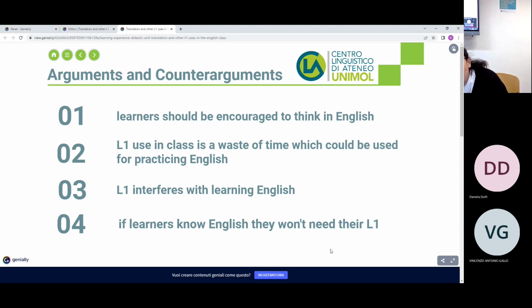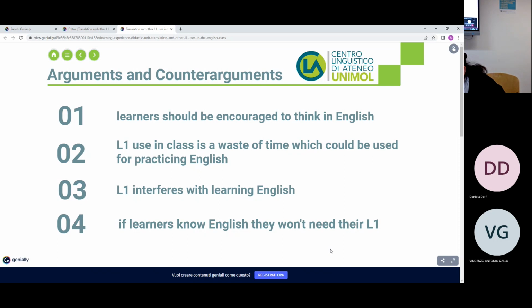If learners know English, they won't need their L1. Nessuno era d'accordo con questo perché? Perché non siete d'accordo? Una volta che loro hanno imparato l'inglese, e quando comunicano in inglese, non hanno più bisogno della lingua madre, quindi ce la sanno fare? Anybody? It's strange to comment on this.